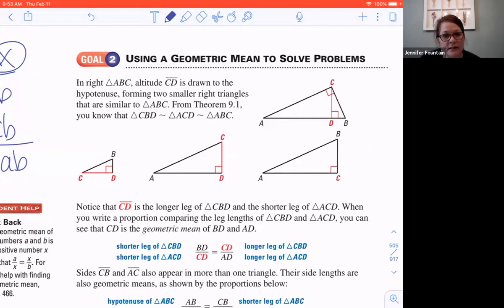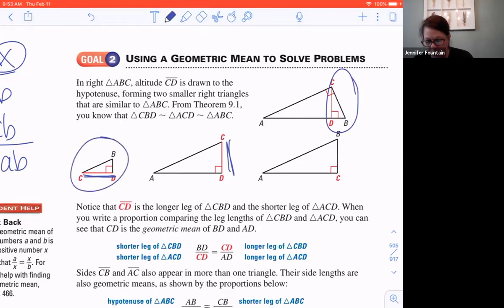Okay, so now we can see that CD here, when they're broken apart, because here this one's upside down, or it's on its back. Okay, so what they've done is they've turned it to where they're all laying on the same thing. So it says, notice that CD is the longer leg of triangle CBD, and it's the shorter leg of triangle ACD. When you write a proportion comparing the leg lengths of triangle CBD and triangle ACD, you can see that CD is the geometric mean of BD and AD.